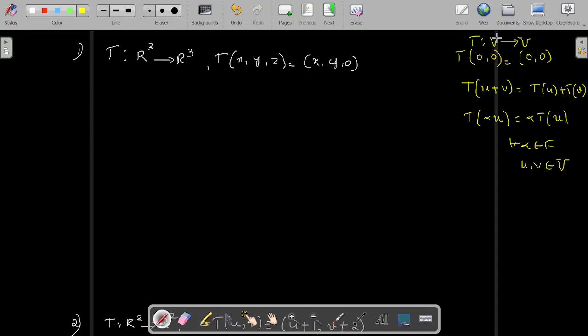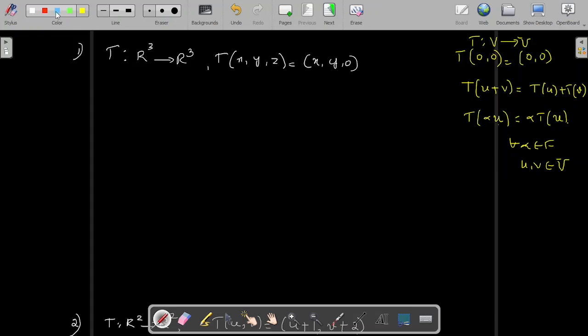See, the definition of linear transformation says if you have two vector spaces V and U, the transformation is linear if it maps the zero element of one vector space to the zero element of the other vector space. Means 0 is mapped to 0, and it is the map which preserves scalar multiplication and vector addition. That is, T of u plus v equals T of u plus T of v, and T of alpha into u equals alpha into T of u. If all these conditions are satisfied, then we say that the transformation is linear.